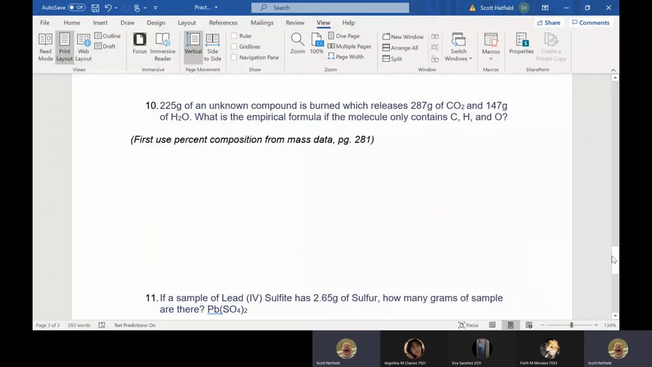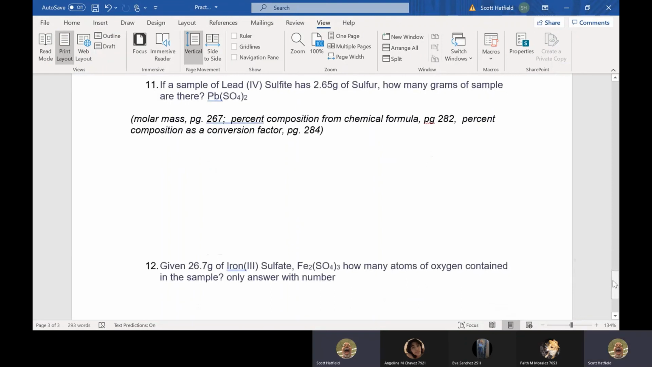So problem 11 simply says, if a sample of lead-4 sulfite has 2.65 grams of sulfur, how many grams of sample are there? That is, if we know how many grams of sulfur we have, how many total grams do we have for this formula, Pb(SO4)2. And so you'll notice here I've got a list of pages you might want to refer to. First, the molar mass, because you're going to need that first, on page 267. Then percent composition from chemical formulas on page 282. And then page 284, where we're going to use percent composition as a conversion factor.